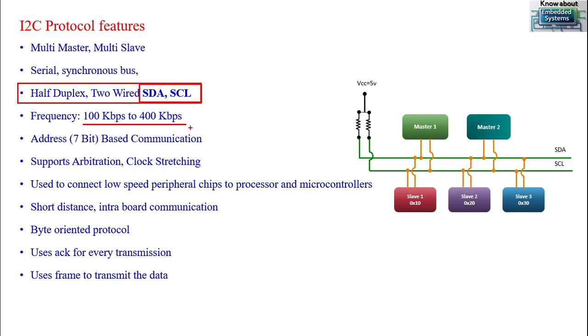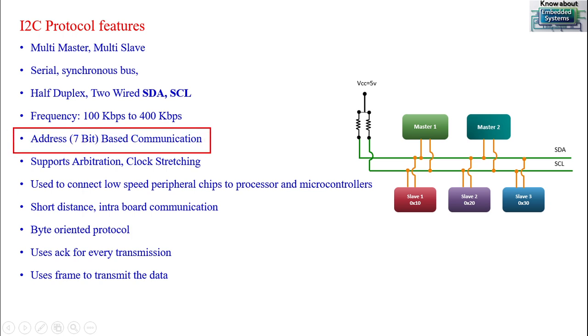This is the normal speed, and in I2C there are also different operating modes, like fast mode, high speed mode and ultra high speed mode. In those, I2C will operate up to 1 Mbps as well. So the speed is like this, and I2C is basically address based communication.